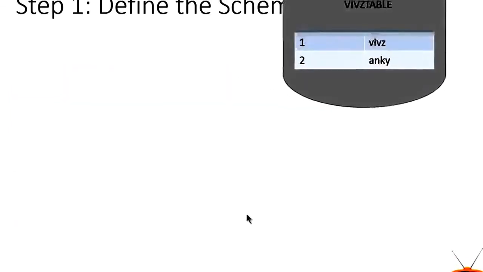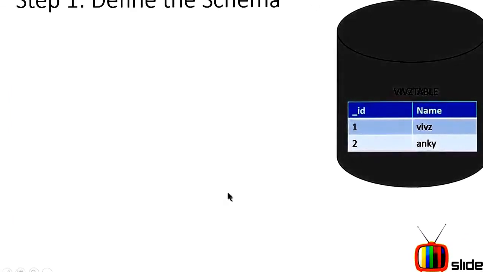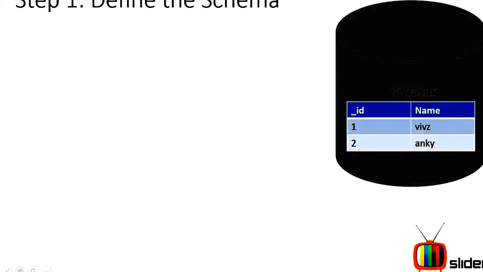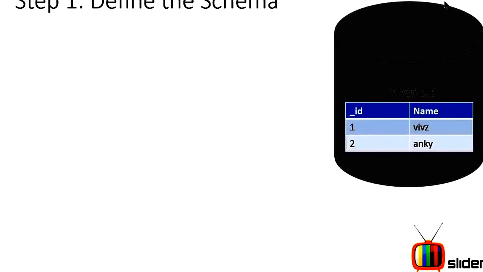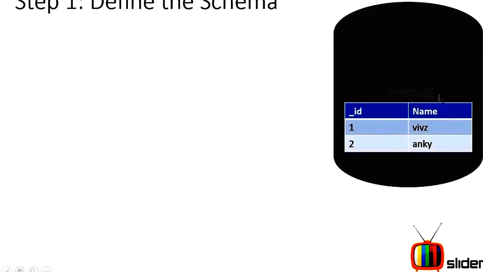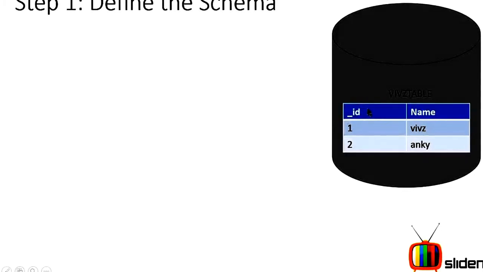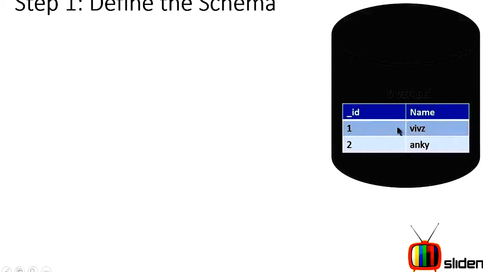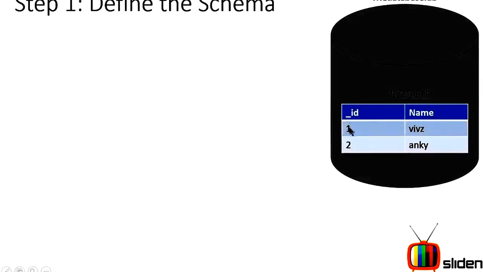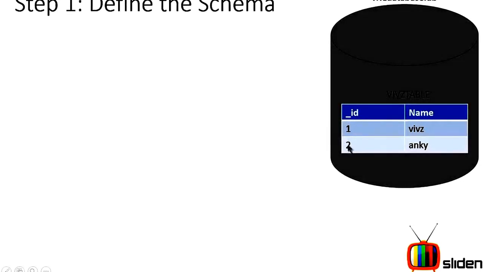Step 1. Define the schema. So let's say I have a simple database that I want to create. This is vivs database.db, which is the format you have for an SQLite database file on your mobile device. And then what I have is a table inside which is called vivs table. It has two columns, underscore ID and name. This underscore ID is the primary key, which means it identifies a row of the vivs table uniquely. Now this is an integer and it automatically increments without you having to worry about its value.